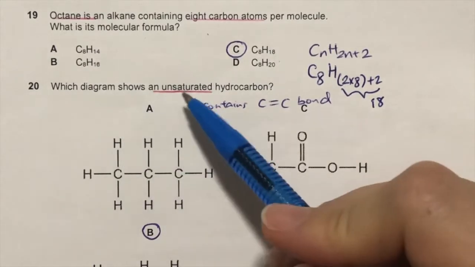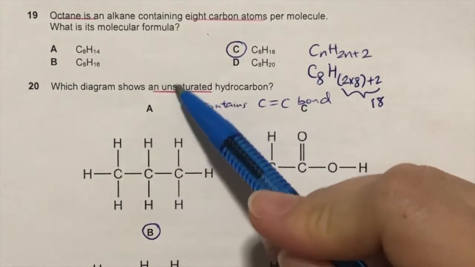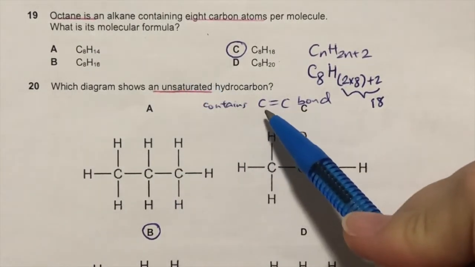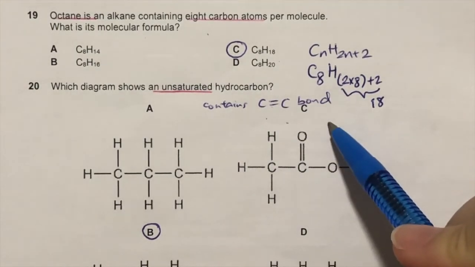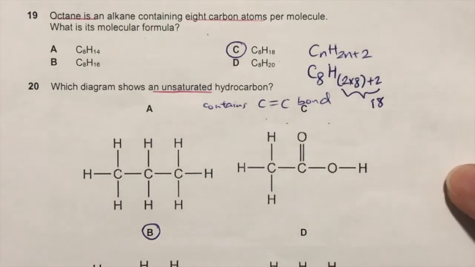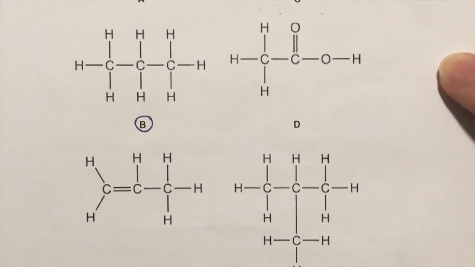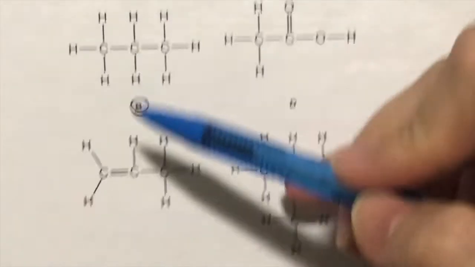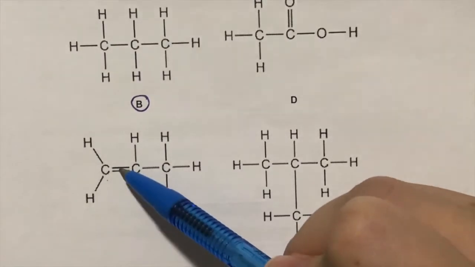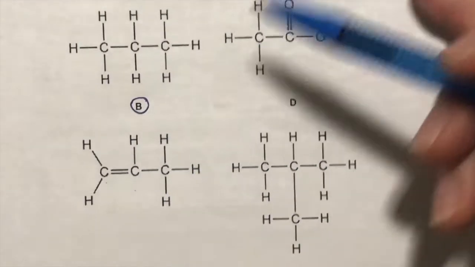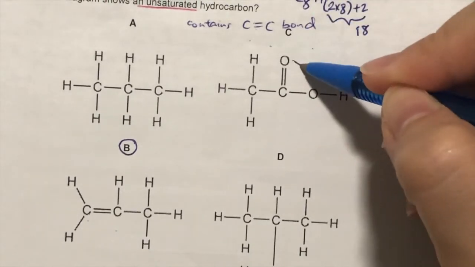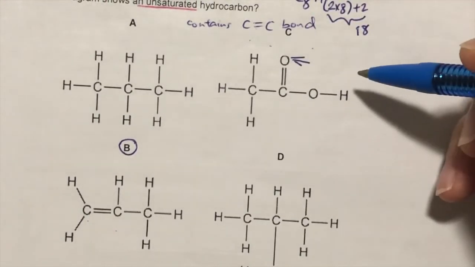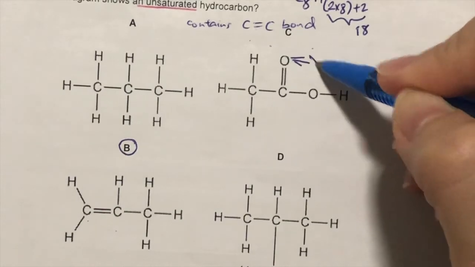Question 20, it says unsaturated hydrocarbon. Unsaturated means it contains a carbon-carbon double bond. So the only option that gives you a carbon-carbon double bond will be option B, because it has a carbon-carbon double bond. Option C is not correct because it is oxygen with a carbon. So therefore it is not correct.